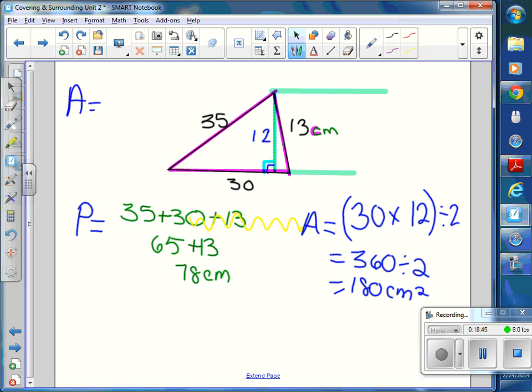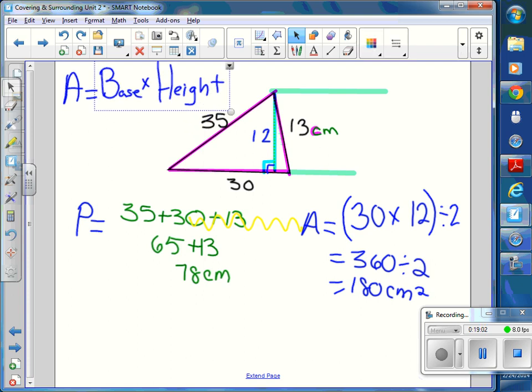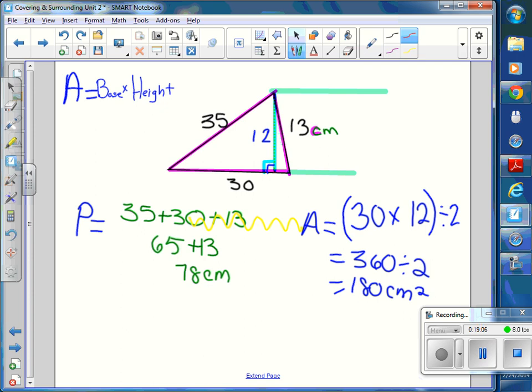So the rule for triangle area is I multiply what 2 parts of the triangle? The base, so called capital B, base, times height. And then we have to do what with that? Divided by 2. So multiply base times height and then divide by 2.